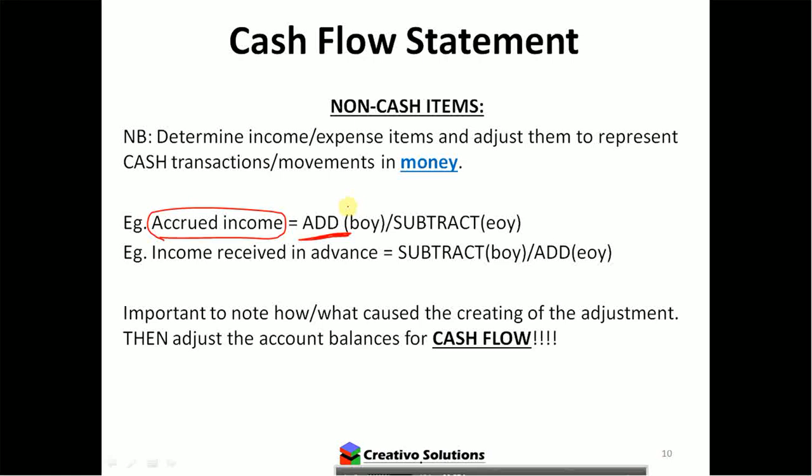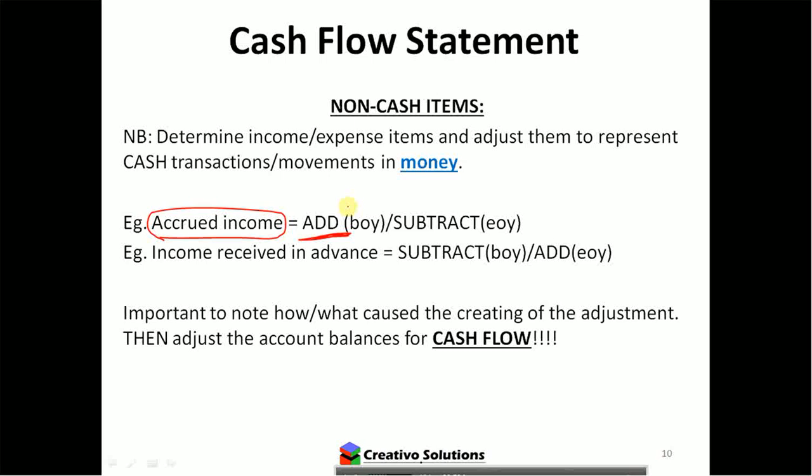So if you earned 200 Rand last year, when would you have shown it in your books? Last year. Exactly. But now when do you receive it? The following year, 2018. In 2018. So in 2018, we're going to say plus 200 in terms of cash flow.